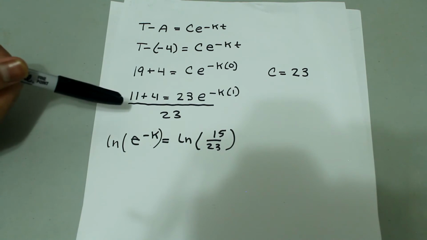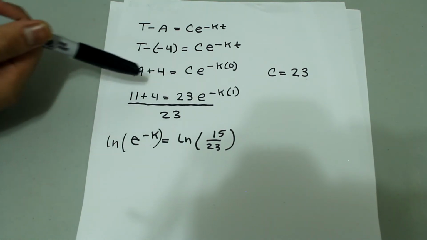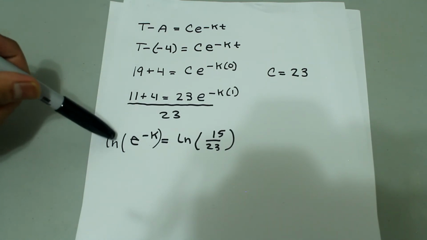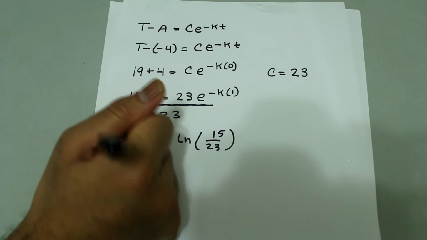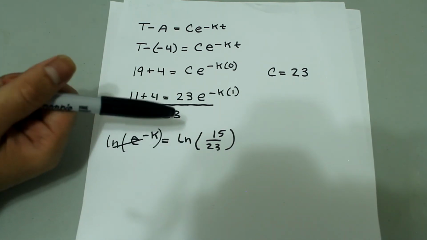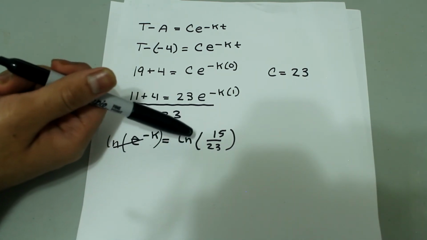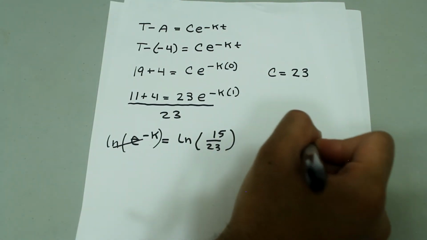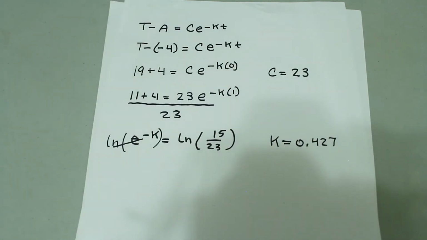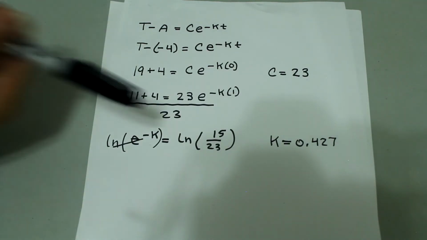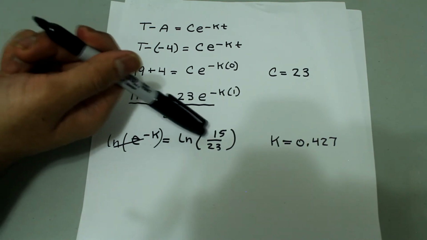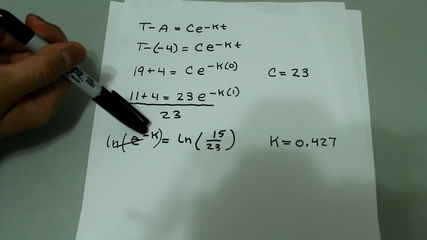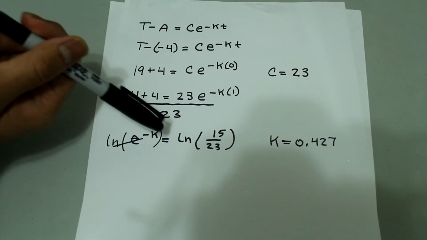The reason I took the natural log is we would have e to the negative K equals 15 over 23. And to get rid of this e, we need to take a natural log of both sides. So we'll have K equals whatever this value comes out to, and then K comes out to 0.427, and that's positive. This is the natural log of a number that's less than 1, so that will be negative, and the negative will cancel with this negative, so K will be a positive value.